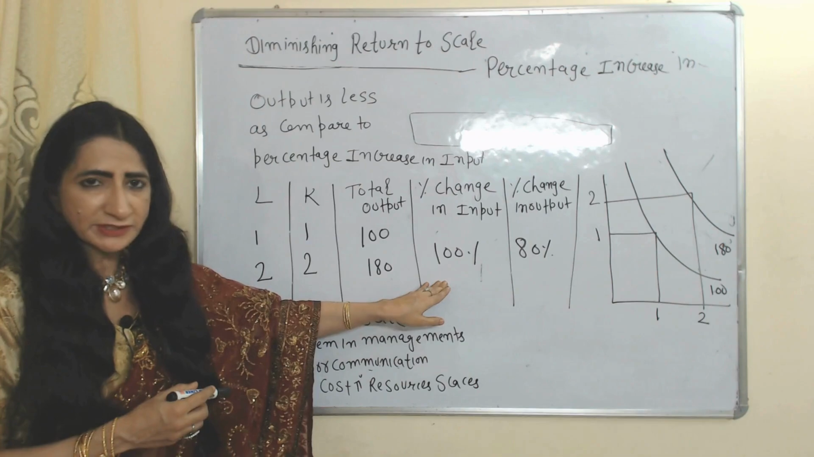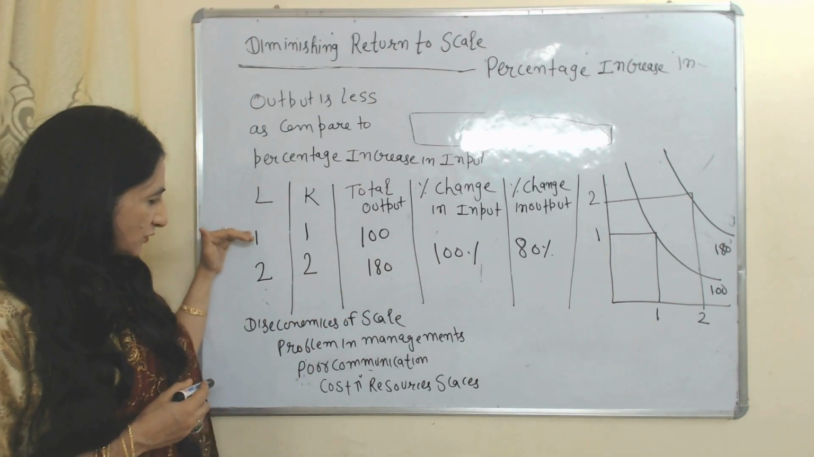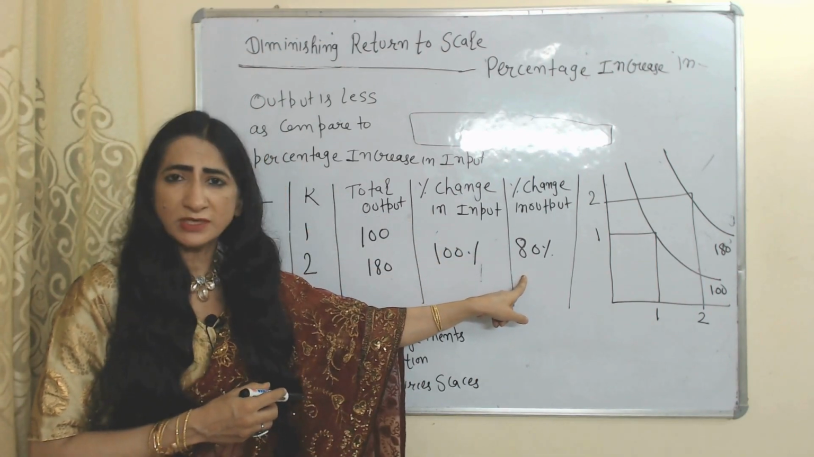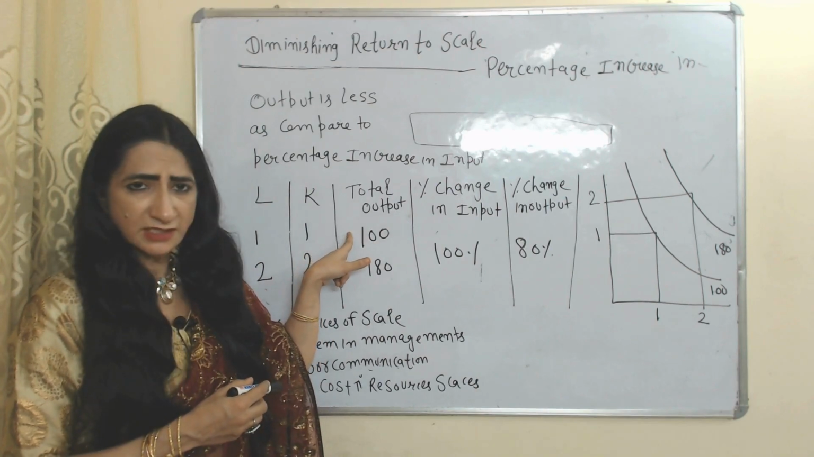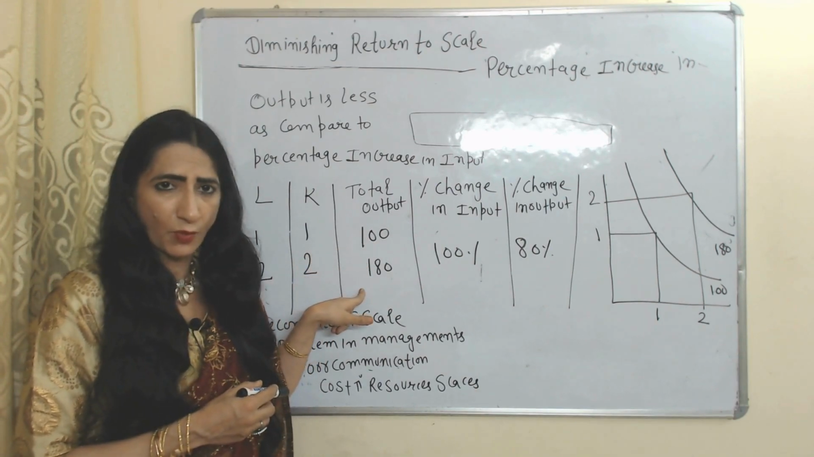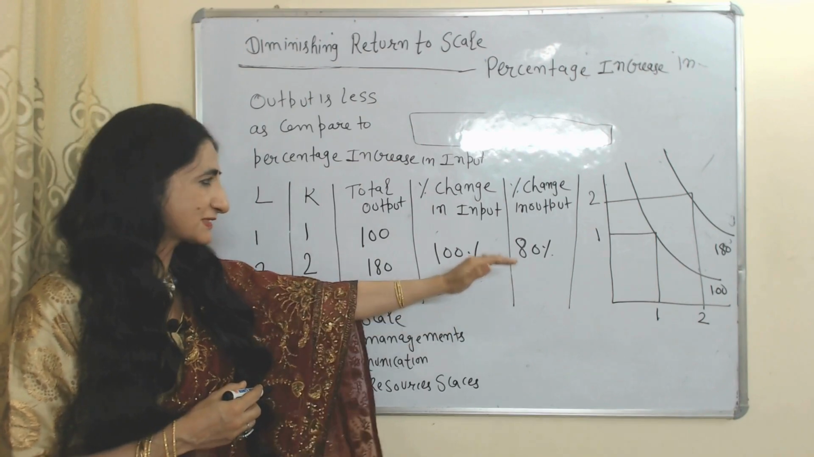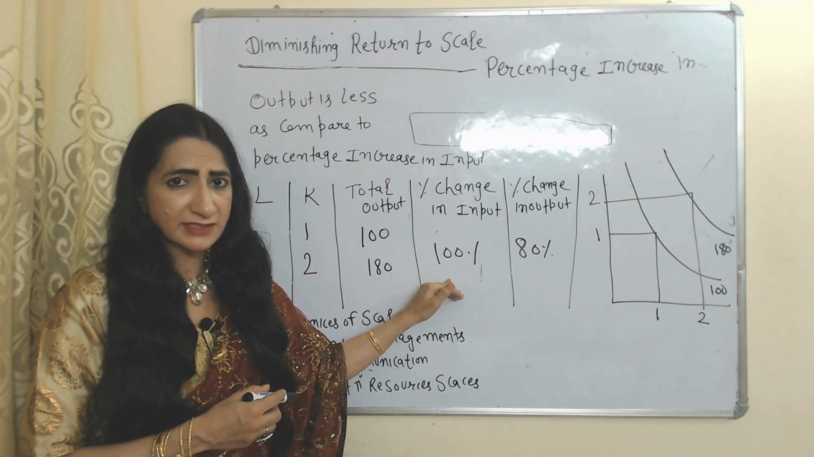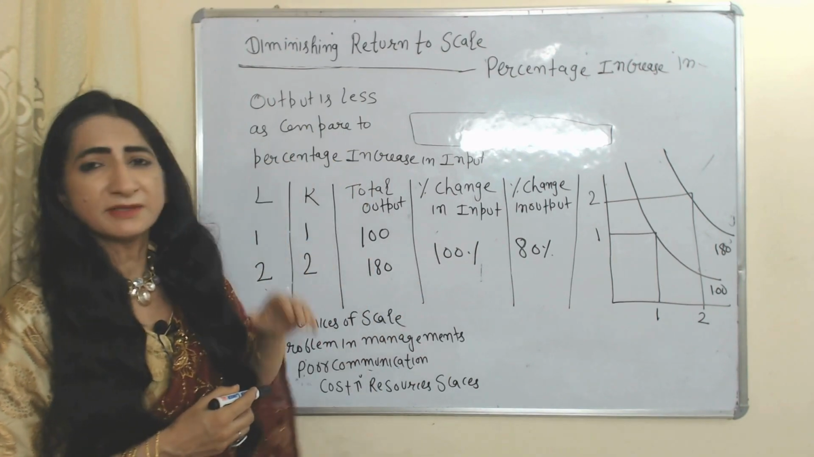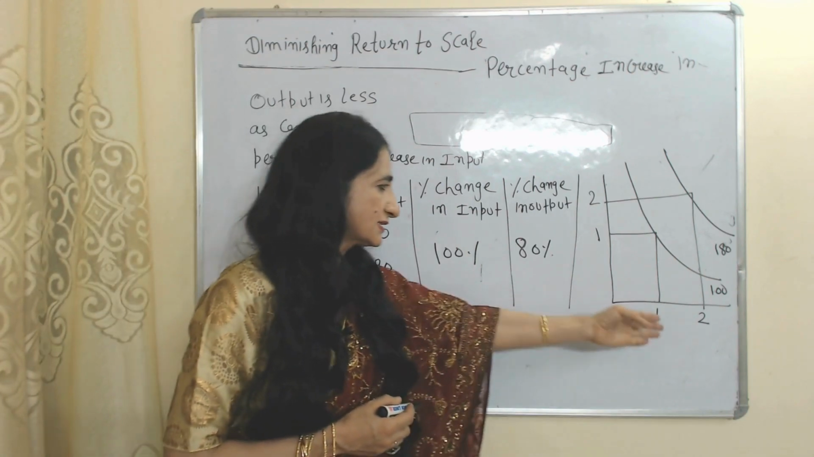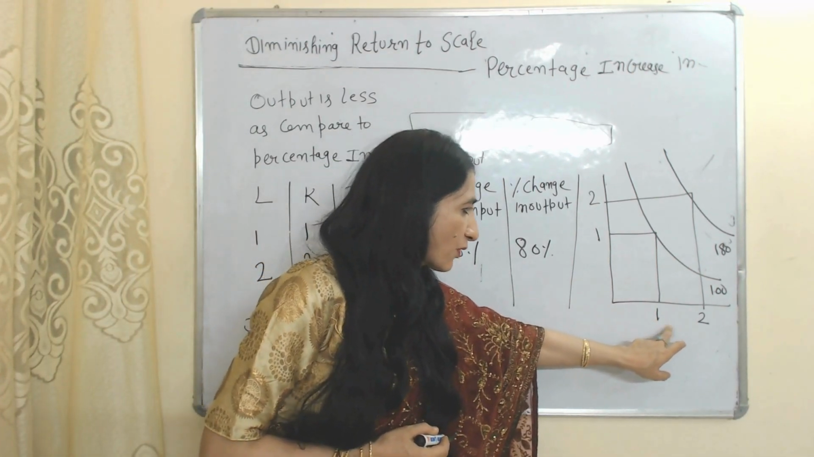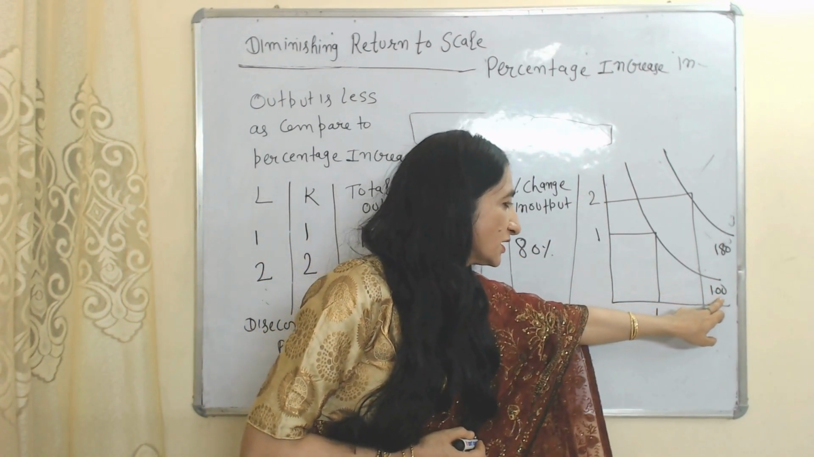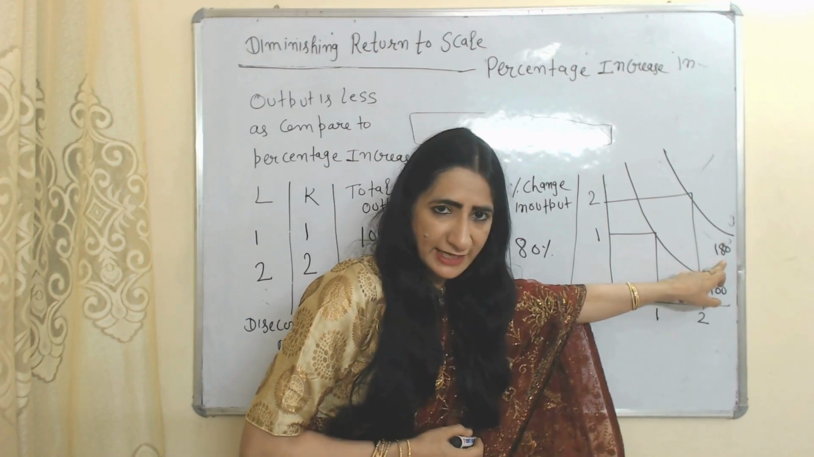The percentage change in input is 100%. We increase both inputs from 1 to 2. But the percentage change in output is only 80%. Our output increases from 100 to 180. So here you can see the percentage increase in output is less as compared to the percentage increase in input. It will be called diminishing returns to scale. Same thing you can see in this diagram. We increase labor from 1 to 2 and capital also from 1 to 2. As a result, our output increases from 100 to 180.